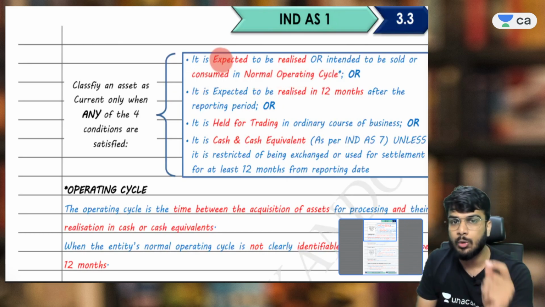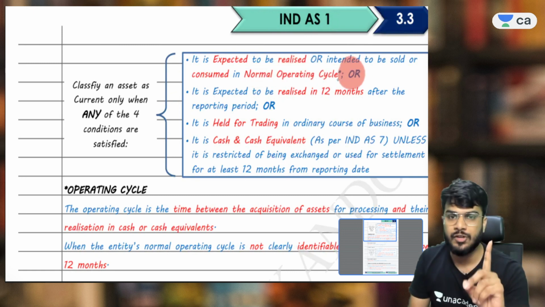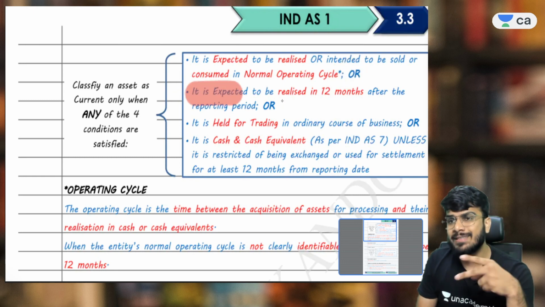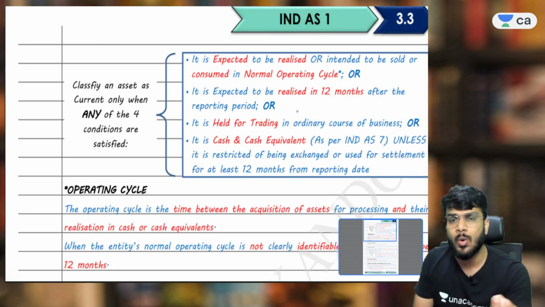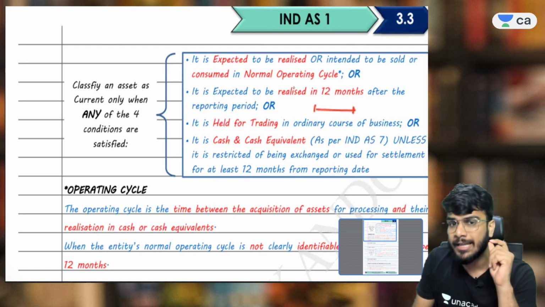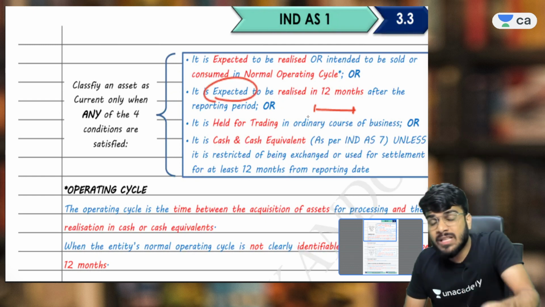So if you tend to realize your money within the operating cycle period, it will be a current asset for you. First condition. Second condition, if it is expected to be realized in 12 months from the end of reporting period. Let's say you have certain amount of money to be received from a third party, and if it is expected that it will be received within 12 months, but 12 months from which date?